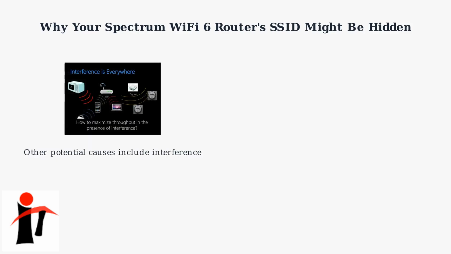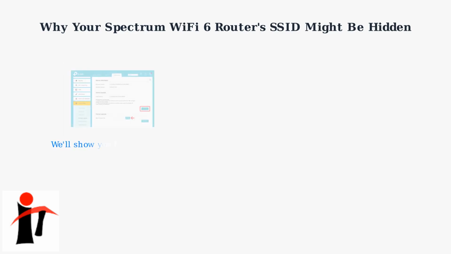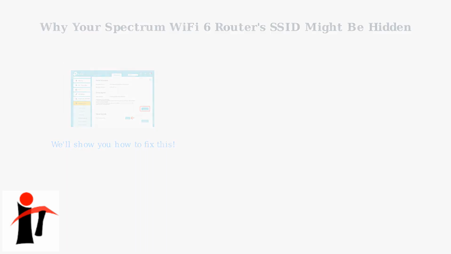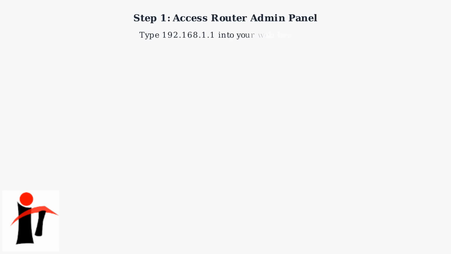Other potential causes include interference from neighboring networks, outdated router firmware, or even a glitch in Spectrum's system. We'll show you how to fix this. The fix is usually straightforward.